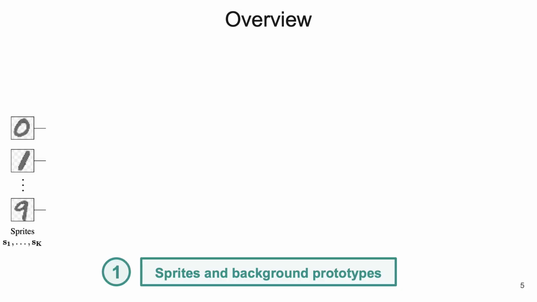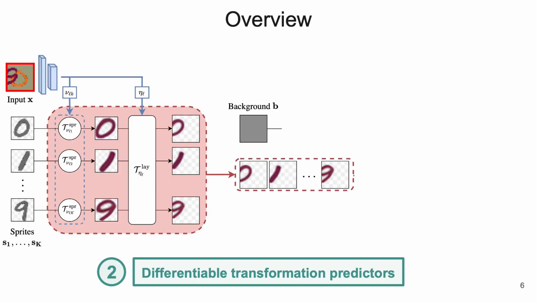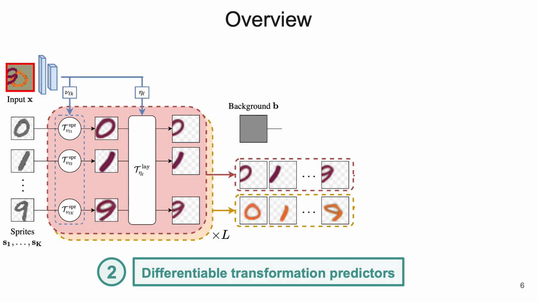First, we introduced a small set of object prototypes called sprites, which take the form of learnable RGB images with a transparency channel. We propose to learn another set of prototypes when modeling background. Second, given an input image, we propose to learn differentiable functions that output transformation parameters necessary to instantiate the sprites in a given layer. We repeat the process several times to obtain candidates for each object layer. Similarly, transformation parameters are predicted for the background prototype if any.